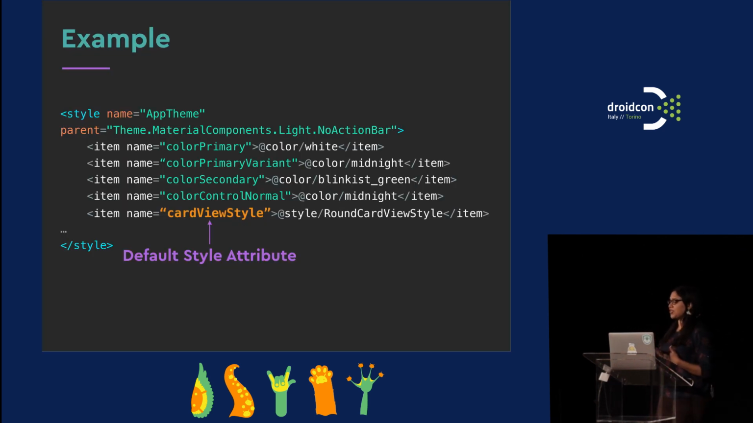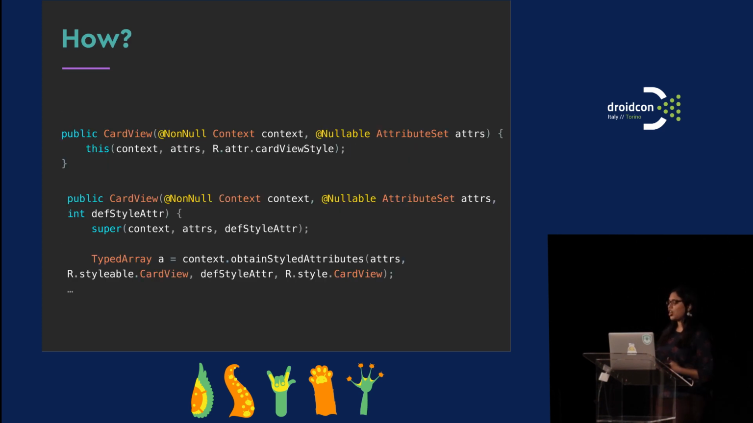So let's remind ourselves first of what a default style attribute is. Over here, I'm saying by default, I want all the card views in my app to have this round card view style. And the card view style is known as a default style attribute because that's what's determining what card views are going to look like by default. So what happens next? To understand this, let's look into the CardView class. And the CardView class has many constructors. And here we're looking at 2 of them, where the first one calls the second one.